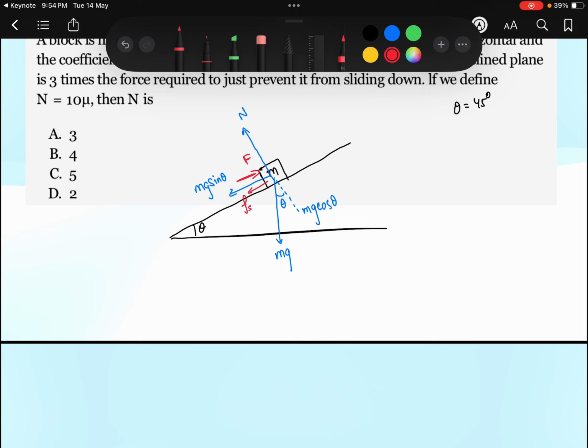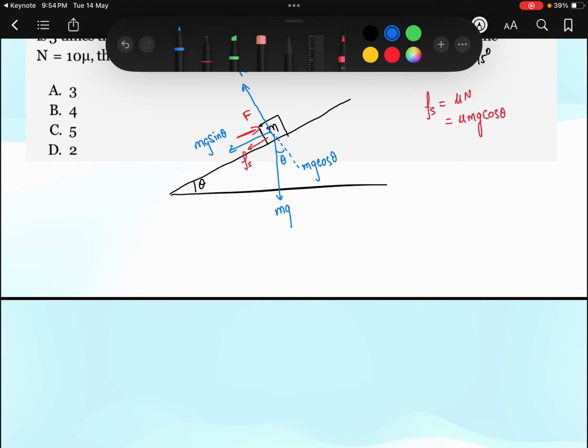One will be the mg sin theta, and another will be the frictional force, that is static friction, the maximum value of friction. Okay, so here the maximum value of static friction will be equal to mu into n, and the value of n here is mg cos theta, so the frictional force will be equal to mu mg cos theta. Okay, so if I write the critical condition here, the value of force after which this block will start moving in the upward direction will be F is equal to mg sin theta plus mu mg cos theta.